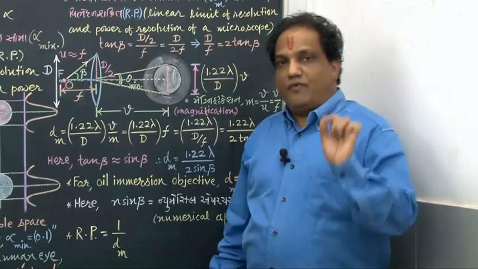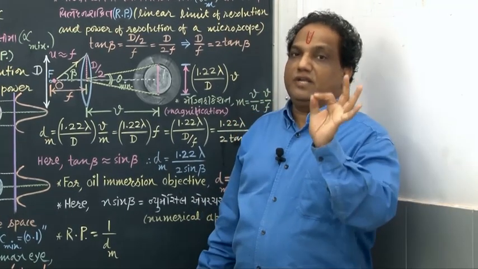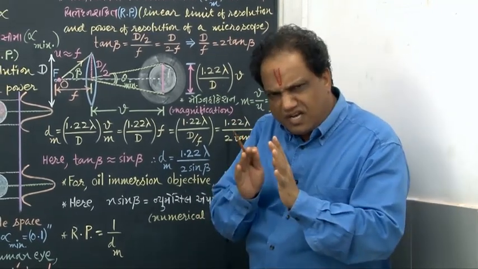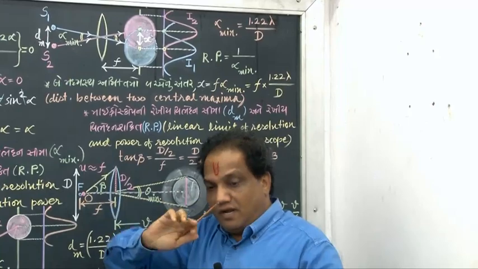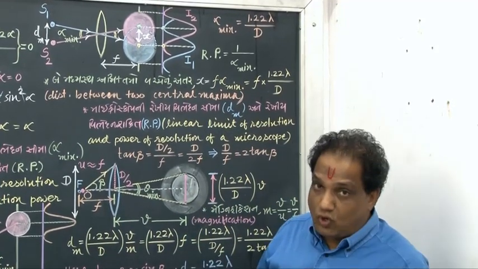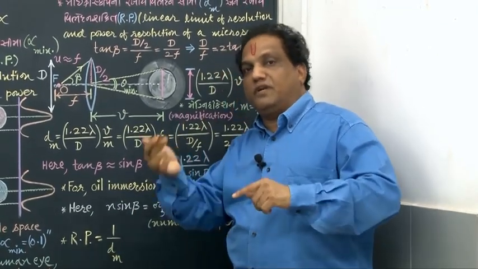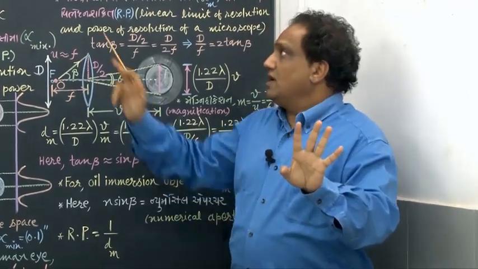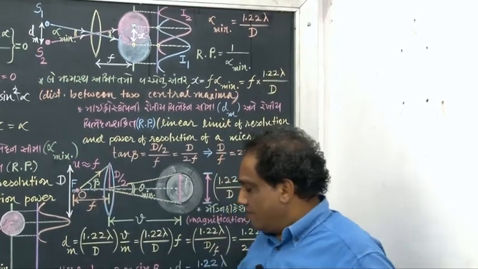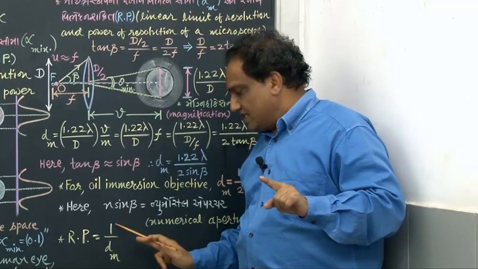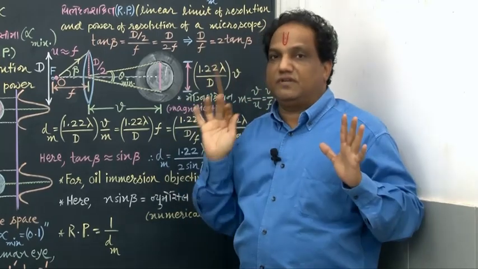I repeat, when images of two point-like objects obtained using a given microscope are just separated, the distance between those two objects is said to be linear limit of resolution of that microscope, and its reciprocal is called linear resolution power of that microscope. In short, linear limit of resolution is a linear distance, and hence it has unit meter, whereas linear resolution power is the reciprocal of that, so it has unit 1 upon meter, that is meter inverse. Got it?